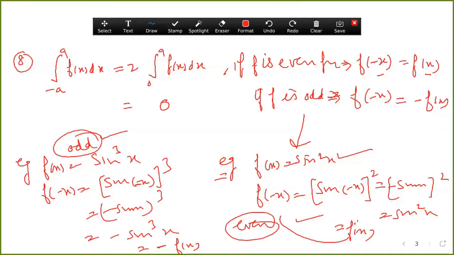Now let's apply properties on the given questions. We'll do a few questions related to properties. Here is example number 30 on page number 343. I will just give you an idea how to solve such types of questions.